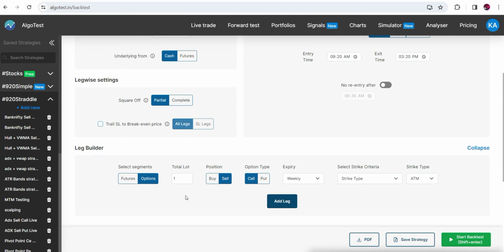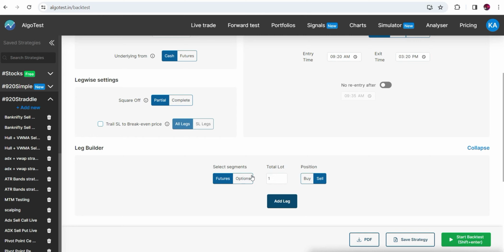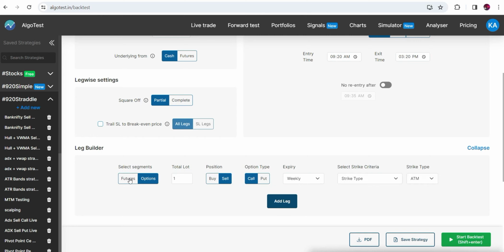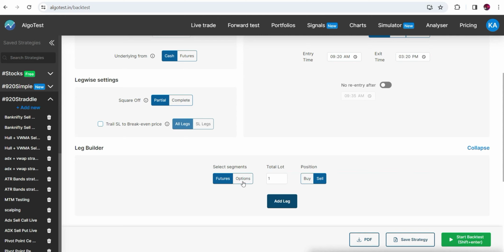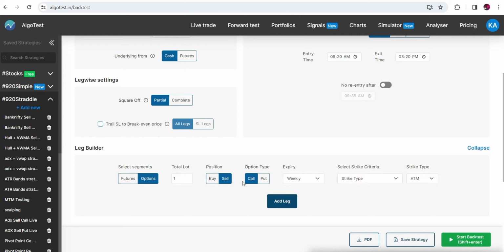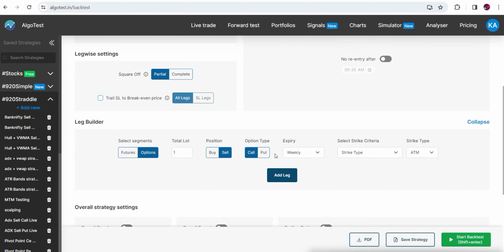For example, what we want to do is select whether we want to trade in futures or options. That is the option here. If you want to create a strategy based on futures, you can select futures. We want to do options, so we will select options here. Now total lots. Total lots means in which quantity we want to backtest our strategy. We will select one here. We want to create a buy strategy or sell strategy, meaning an option buying or option selling strategy. So we will select sell here. Currently we are creating a selling strategy.